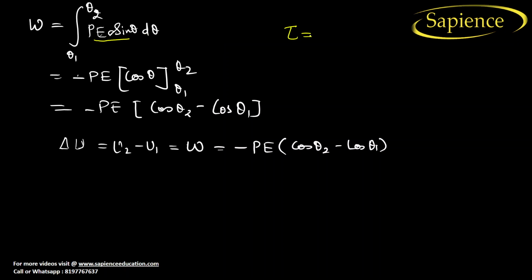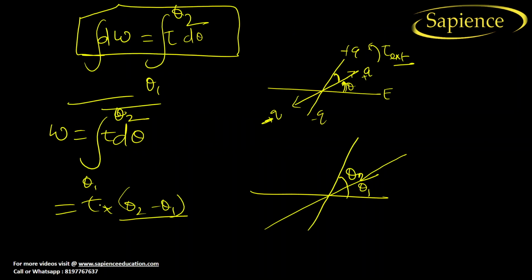Torque we have already found in previous classes. Torque is equal to PE sin theta, where P is the dipole moment, E is the electric field, and sin theta. Now if you put the work value of a torque in this, what will you get? PE sin theta from theta 1 to theta 2 into d theta. So we need to integrate this.